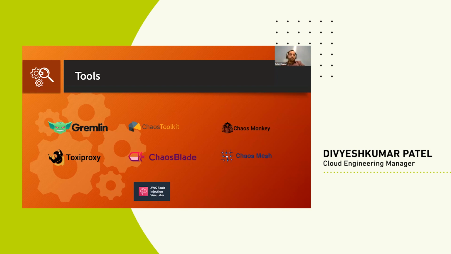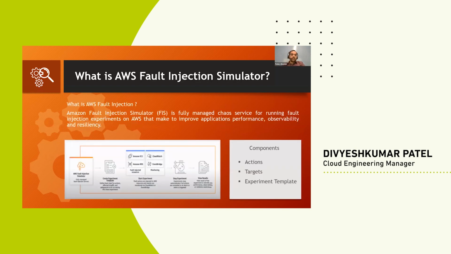In my workflow or my framework, I have used the Fault Injection Simulator. It's called FIS, and I'll give more information about AWS FIS here. So what is AWS Fault Injection Simulator? This recently became really popular, and if you have attended any of those AWS re:Invent sessions, they have shared this information as well.